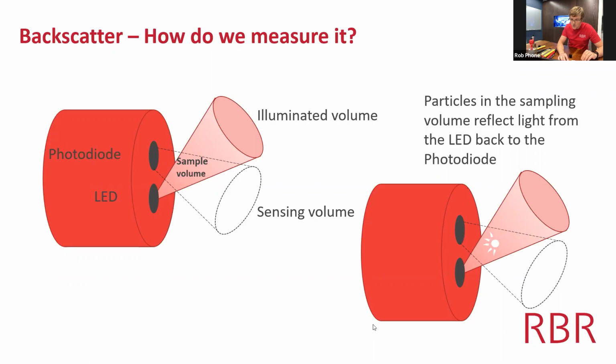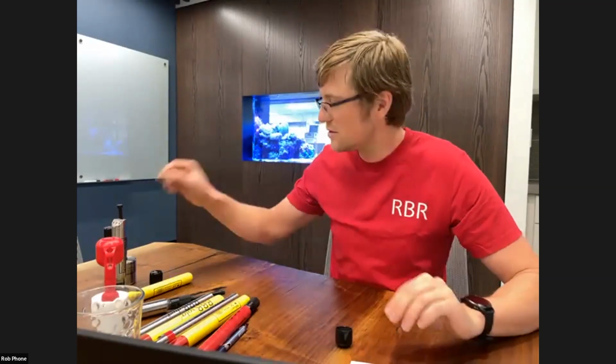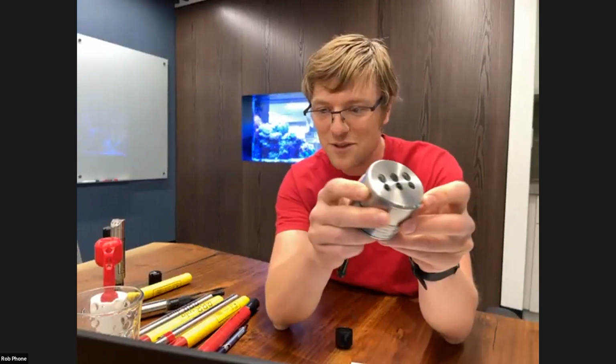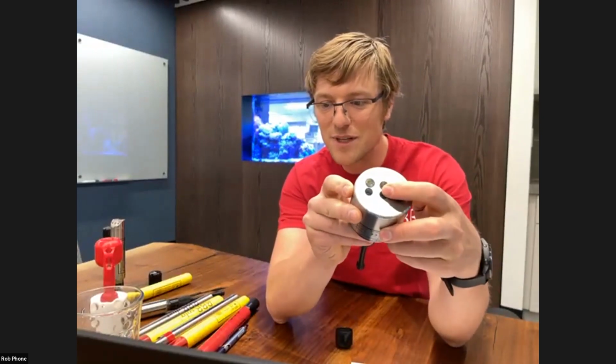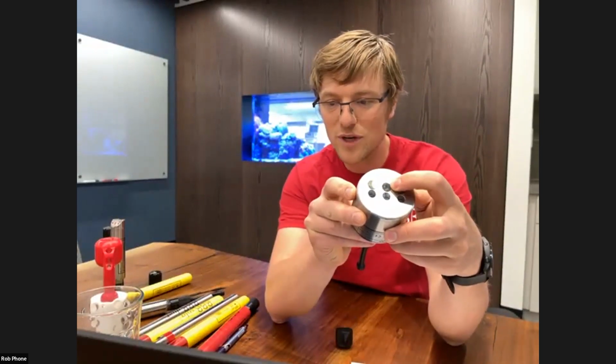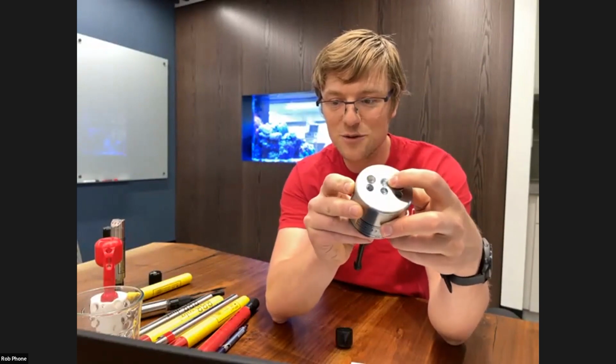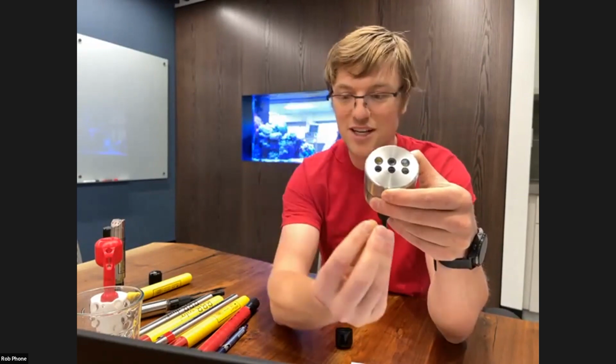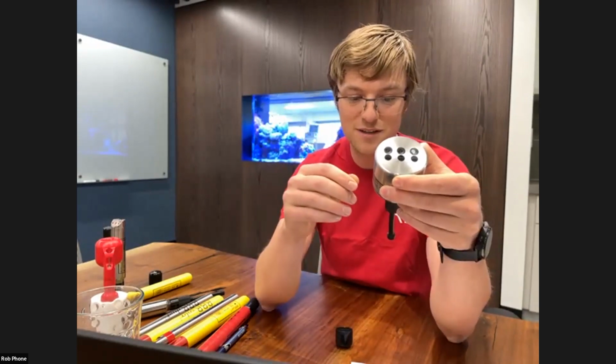I'll show an example of one of these here. So here I have the Tridente. It might be a little difficult to see, but this middle channel here is for backscatter, where you can actually see the LED through that window there. It's emanating a cone of light in this direction, and the photodiode is looking from another angle.